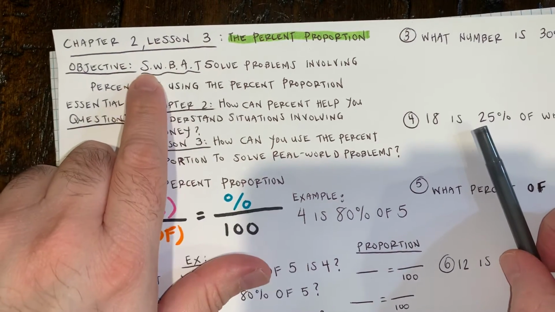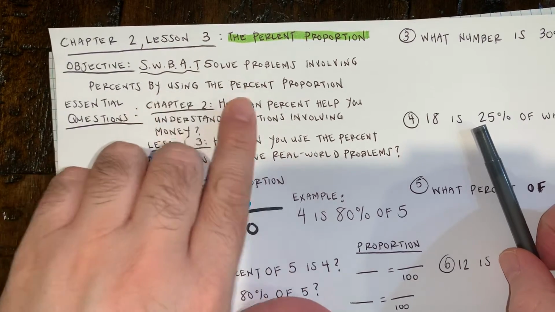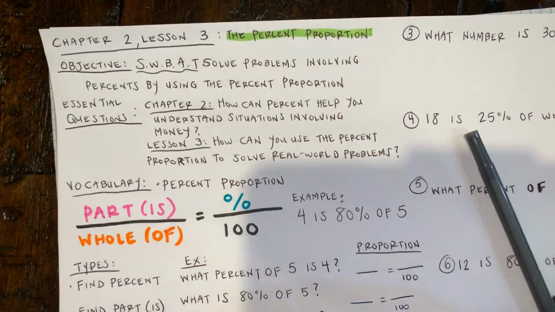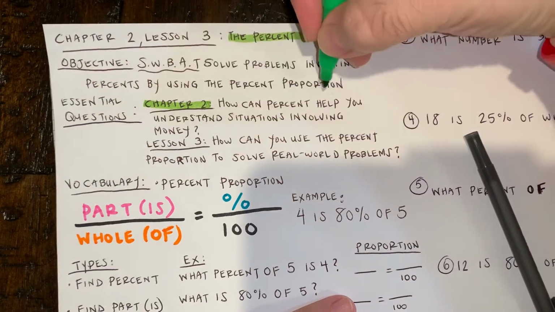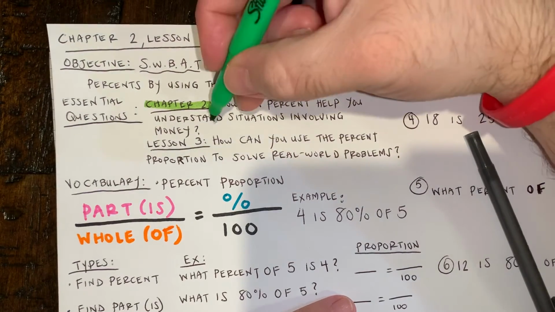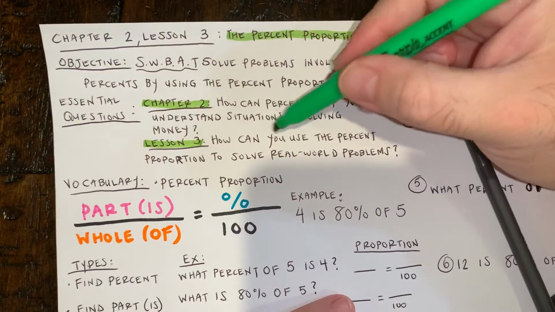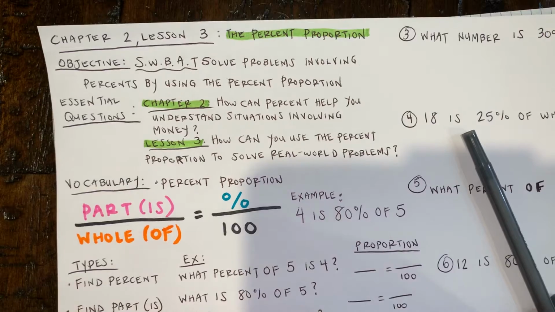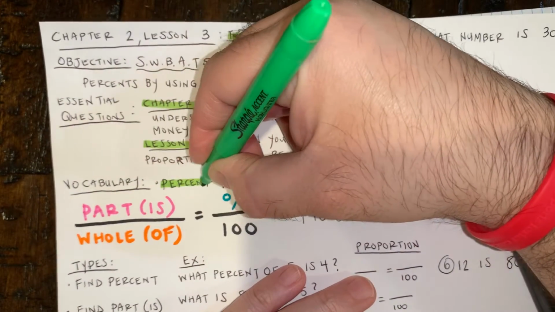Our objective today is students will be able to solve problems involving percents by using the percent proportion. The essential questions we have for chapter 2 is how can percent help you understand situations involving money? And then we have lesson 3, which is how can you use the percent proportion to solve real world problems? So our vocabulary today is going to be percent proportion.